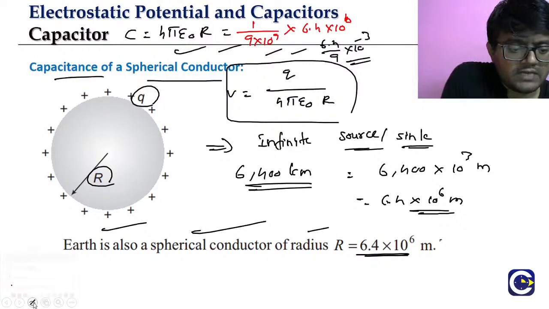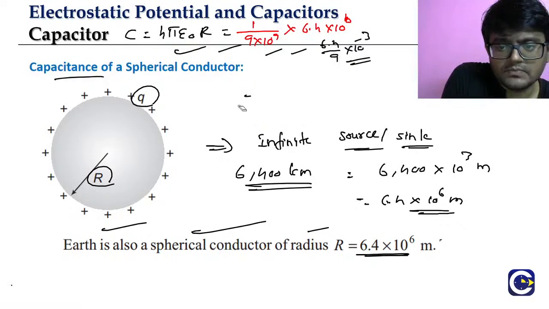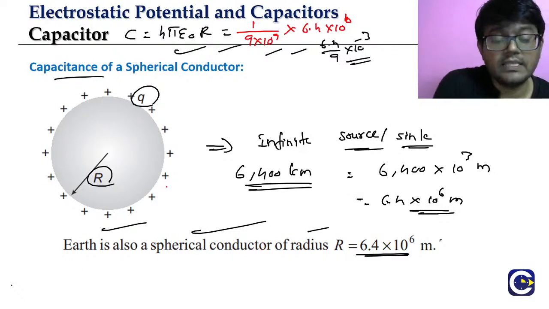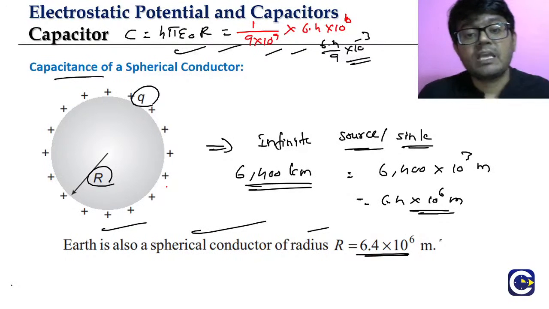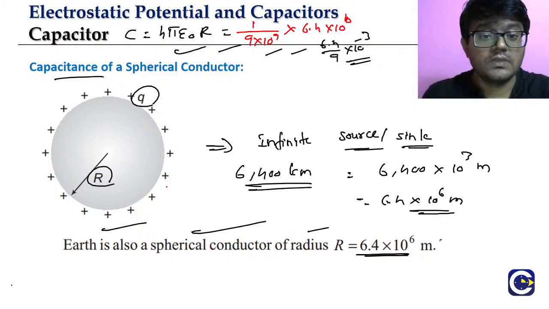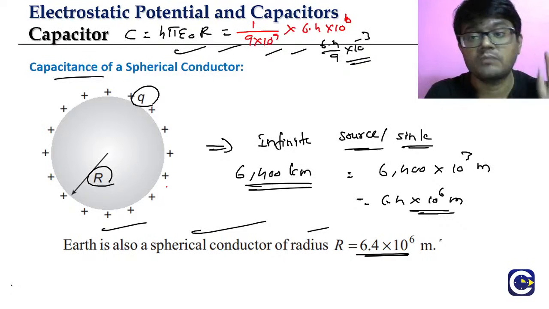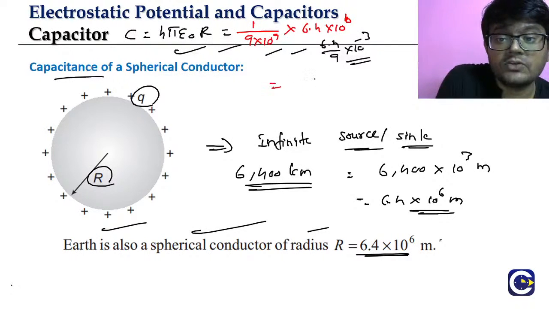So if you want to tell the value in terms of microfarad, this is a very important standard result, you know. Sometimes you can expect a straight question, like they will ask us what is the capacitance of the earth, assuming it is like a spherical conductor. When we know the value, we will be able to straight away tick the option and move on. That's why we are actually deriving it.